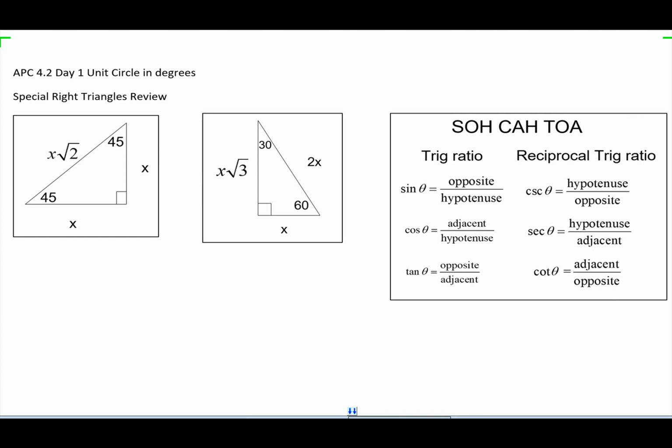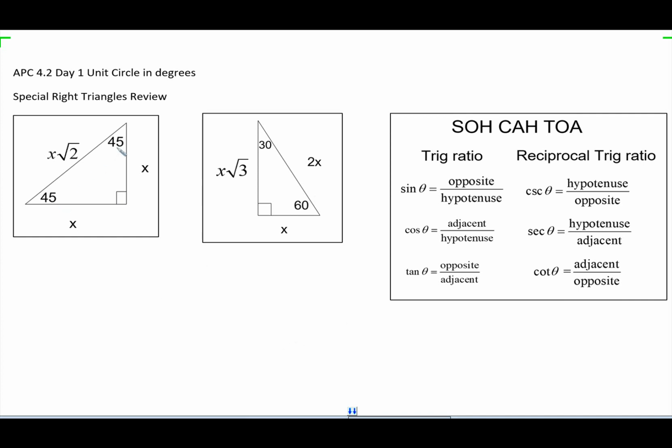All right, accelerated pre-calc lesson 4.2. So this is day one of the unit circle, and we're going to focus on the unit circle and working with angles in degrees. Before we do that, let's review some really important geometry that you need to remember from last year.